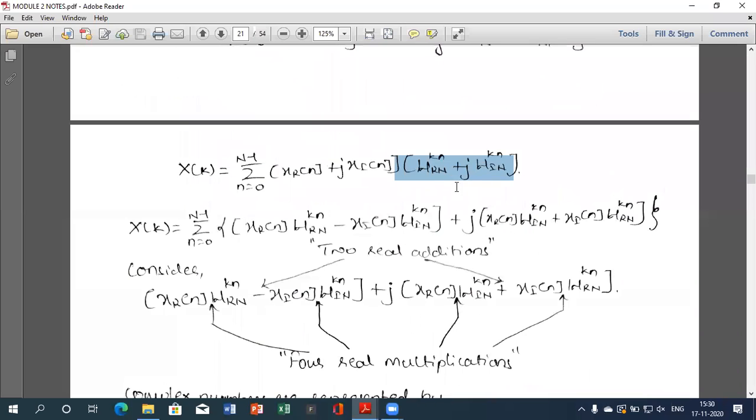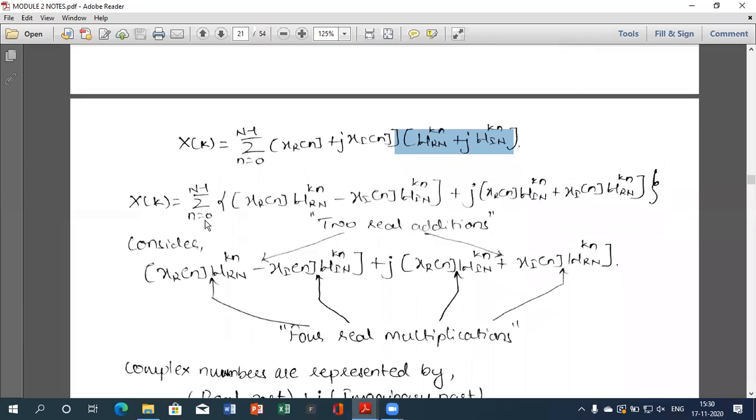So now using this, we're going to find out how many real multiplications and additions are required to compute direct DFT. Now here in X of k, multiplying these two, what will we get? This is like the (a + b)(a + b) formula. So this is xr of n multiplied with wr of n, which is the first term. Then xr of n into j of wi of kn, this is the second term, which is written here.